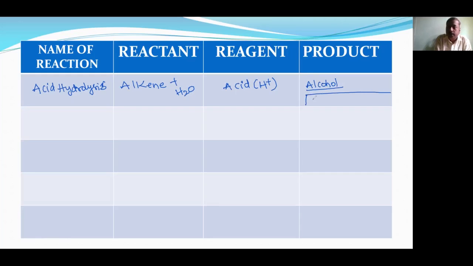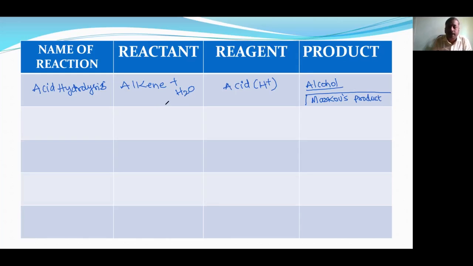What is the special note? The product will be the Markovnikov product. Like this, if you write, all things will be together. This is about the first reaction, acid hydrolysis.